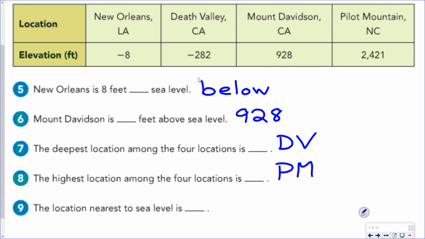And the location nearest to sea level is New Orleans. And again, I'm abbreviating there. And we're talking about nearest or closest to sea level, and -8 would be the closest to sea level, which is 0.